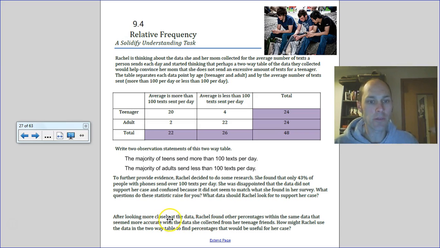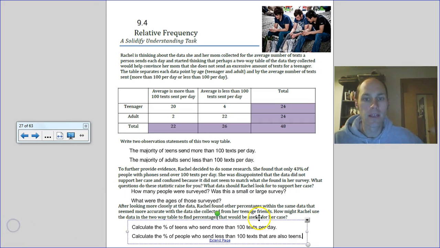And then after looking more closely at the data, she found other percentages within the same data that seem more accurate with the data she collected from her teenage friends. How might Rachel use the data in the two-way table to find percentages that will be useful for her case? So think about those two questions and write something down. And when you're ready, restart and see what I put. So pause it now. So these were my thoughts.